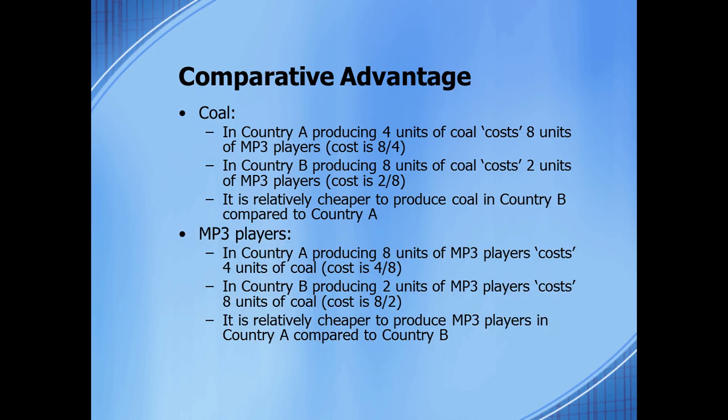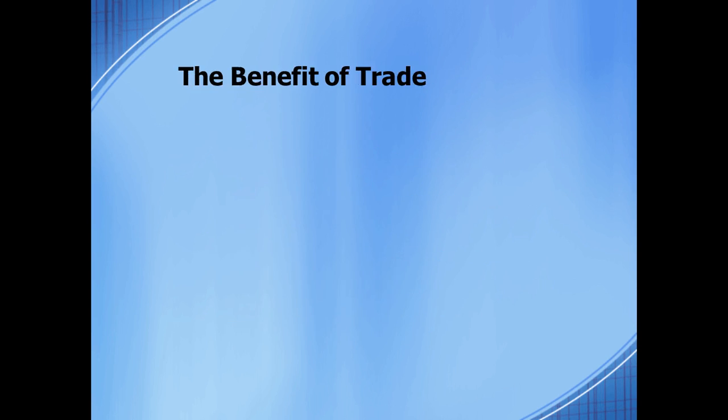And then if we turn it round, totally reverse the argument, we could think about the MP3 players. So in country A, producing 8 units of MP3 players, the opportunity cost is 4 units of coal. So again, as we can see, the fraction is 4 over 8. In country B, they can produce 2 units of MP3 players, and the cost to them is 8 units of coal. So we can actually see it's relatively cheaper to produce MP3 players in country A compared to country B. So it's about looking to see where the comparative advantage is here.